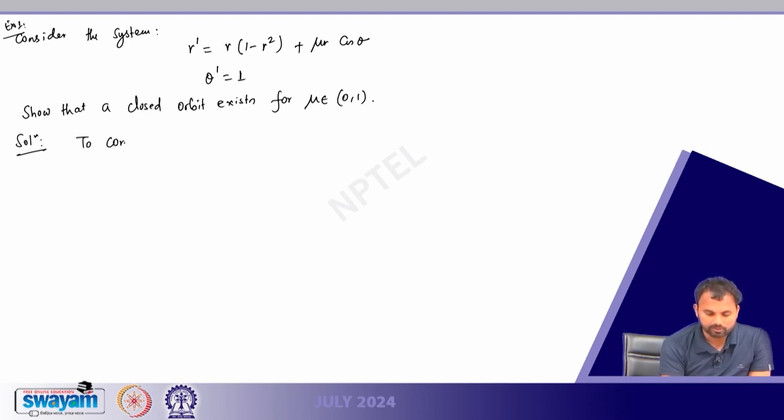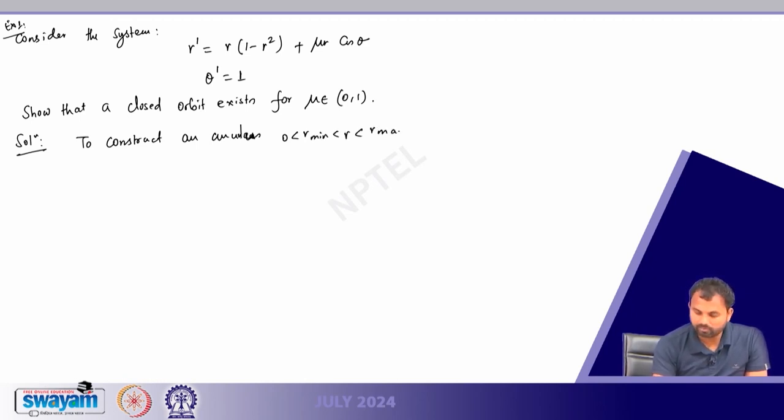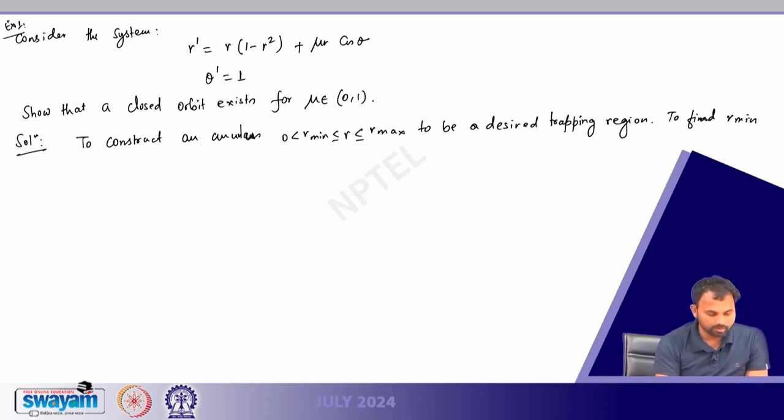The solution: basically, we construct an annulus, 0 less than r minimum less than r maximum, to be a desired trapping region. So to find r minimum, we require r dot, that is r times (1 minus r squared) plus mu r cos of theta, must be positive for all theta, right.